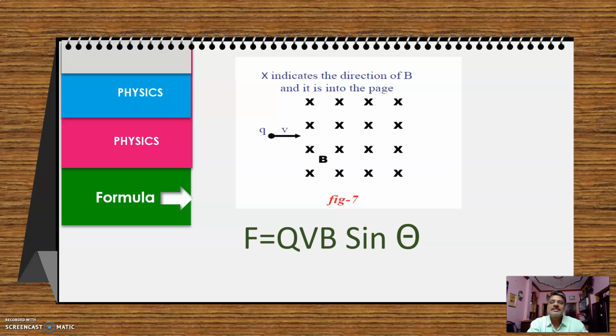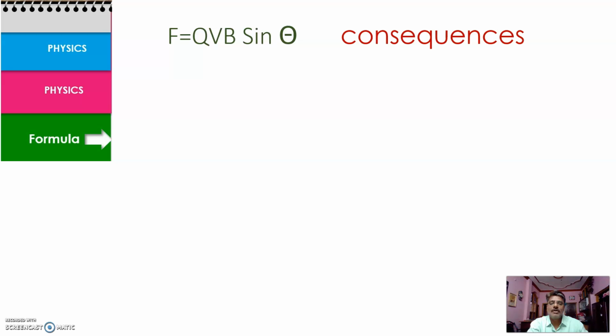So the force experienced by the charged particle kept in the magnetic field is given by F = qvB sin theta, as you know that. And here in figure 7, the magnetic field is into the board, or into the plane of the paper, and the charged particle with charge q is moving with a velocity v in the plane of the paper as shown. Now it will experience the force, and see, according to the equation F = qvB sin theta, what are the various consequences of this particular equation.